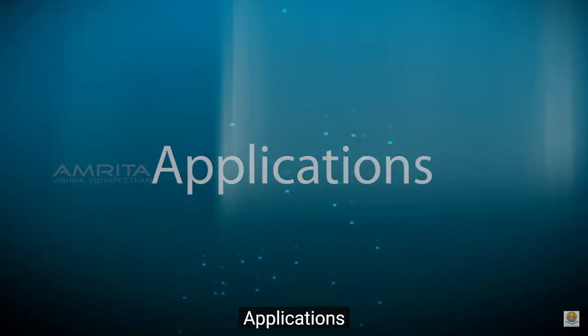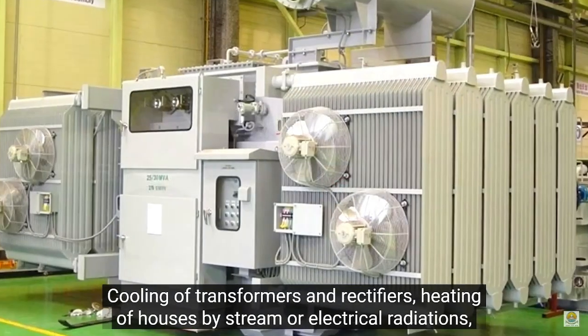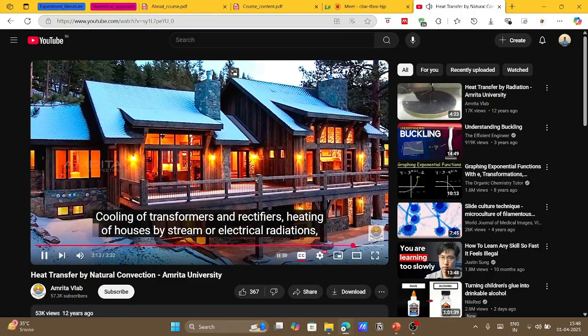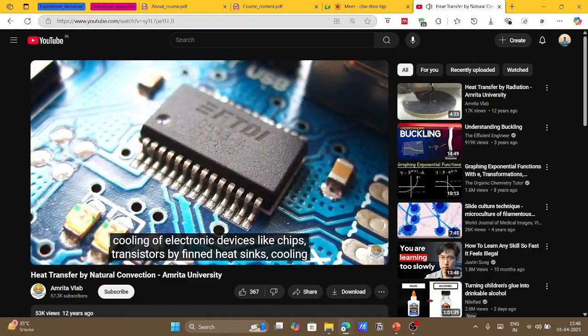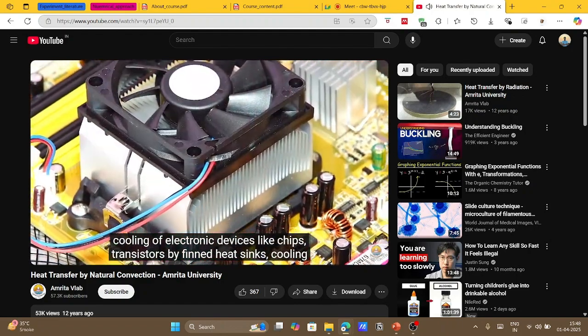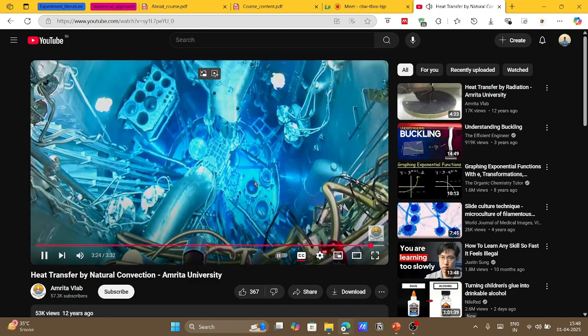Applications. The principle of heat transfer by convection has been used in a wide variety of areas like cooling of transformers and rectifiers, heating of houses by steam or electrical radiations, cooling of electronic devices like chips, transistors by finned heat sinks, cooling of reactor core in nuclear power plants, and so on.